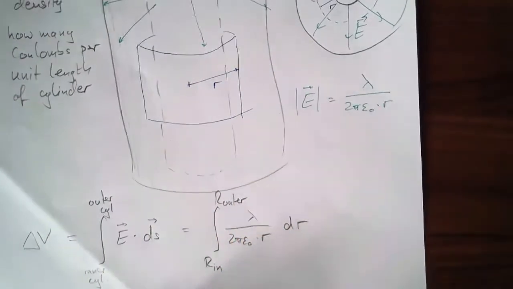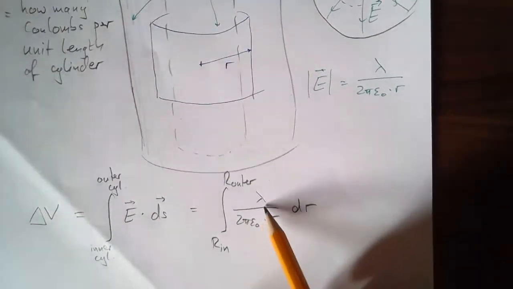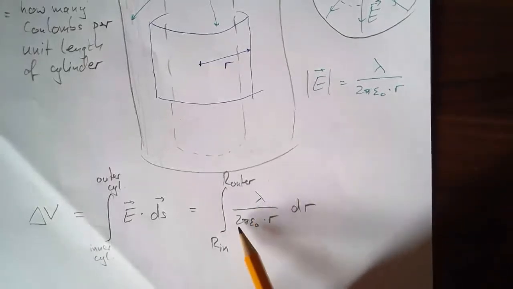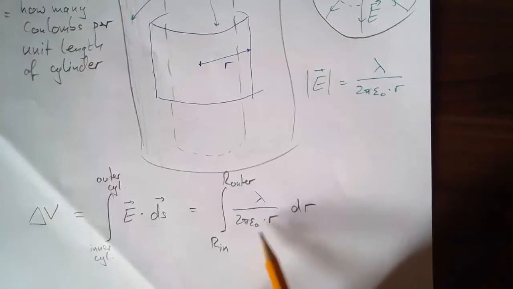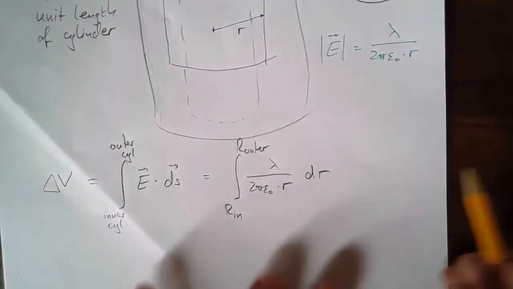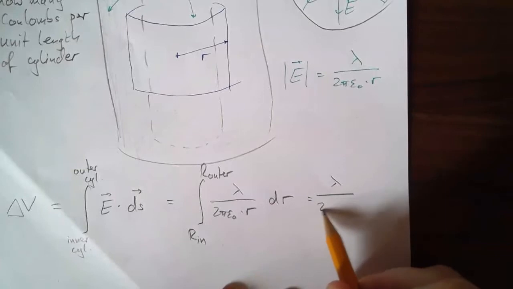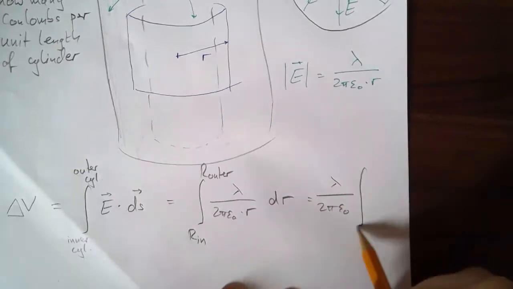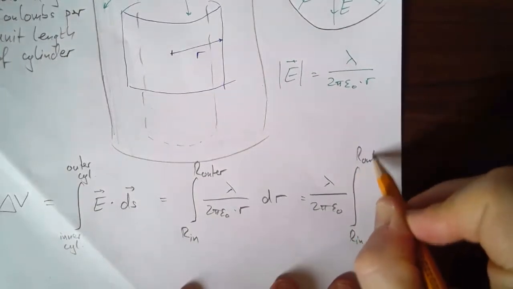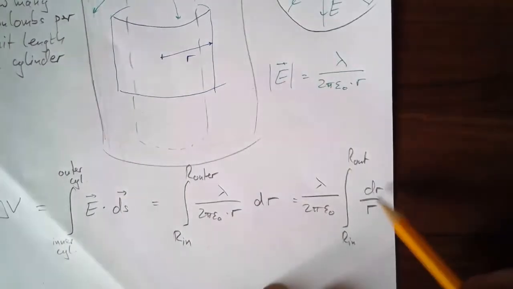And I'm going from the inner radius to the outer radius. Now I look at this, most of these are constants, right? Lambda, you just assume there's a certain amount of charge on the cylinder. 2 pi epsilon naught, constants. Okay, but there's a 1 over r. Let's rewrite this. It is the integral. I'm going to take out the constants, lambda over 2 pi epsilon naught. And the actual integral to evaluate, between r in and r out, is just 1 over r times dr, dr over r.